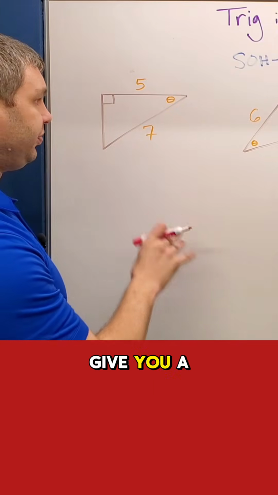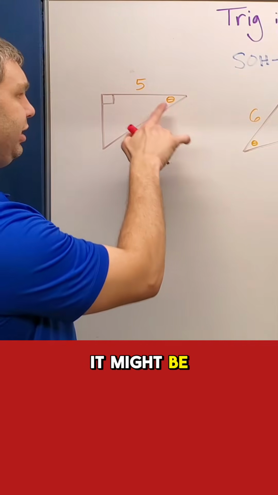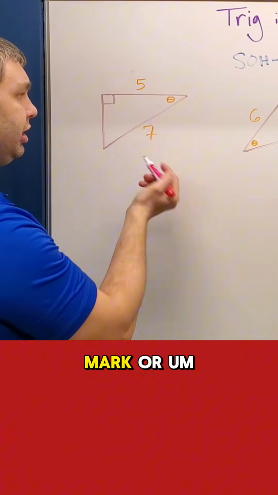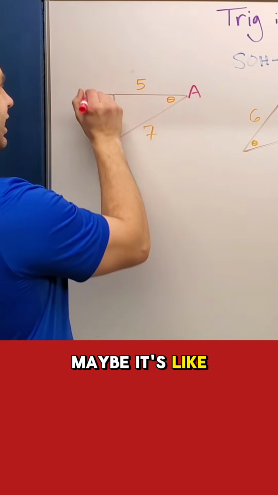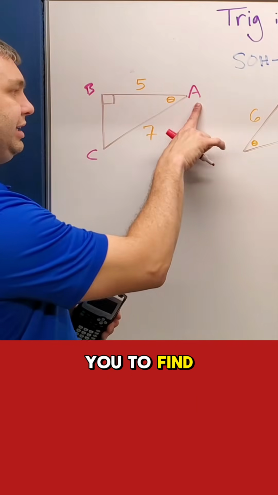These are going to give you an angle like this, and that is the angle that they want you to find. It might be written out as the Greek letter theta, maybe a question mark, or maybe it's like A, B, and C or something like that. So if that was true for this one, this would ask you to find angle A.